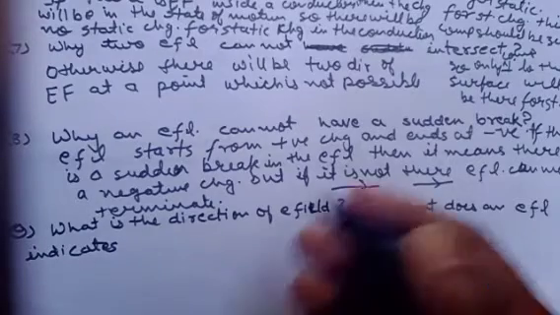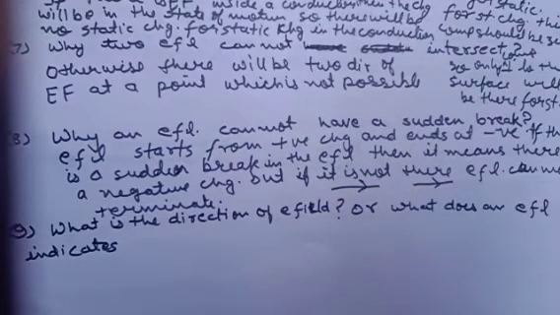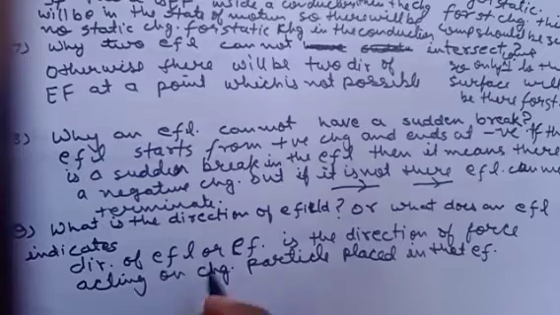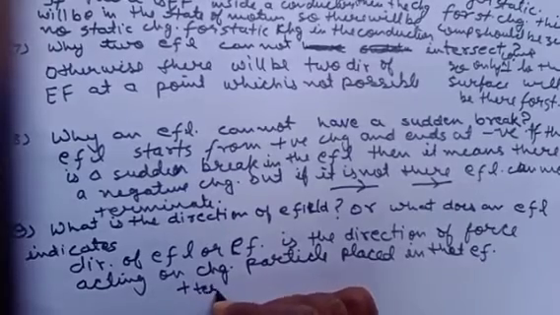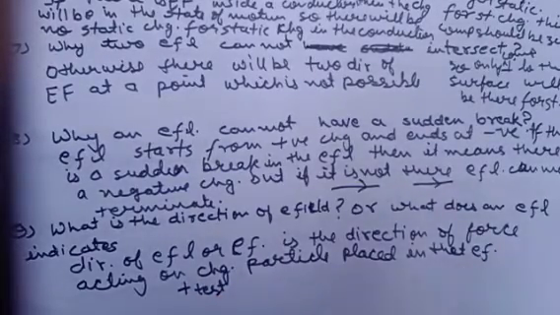So the answer I have given, I'm just writing it here. The direction of electric field line or electric field is the direction of force acting on a positive test charge, a positive test charge particle placed in that electric field.